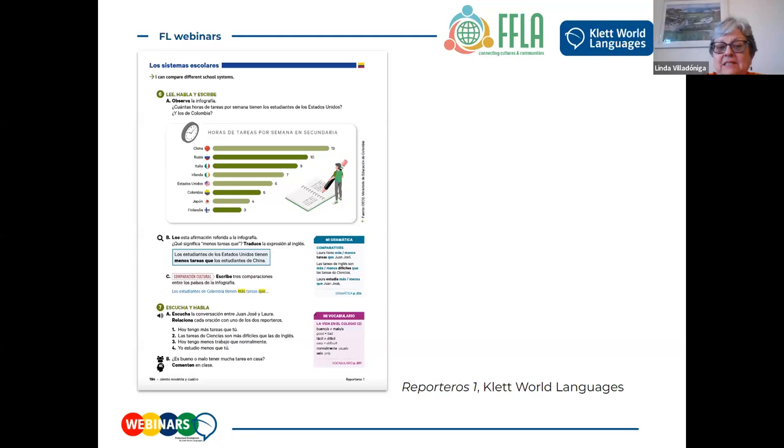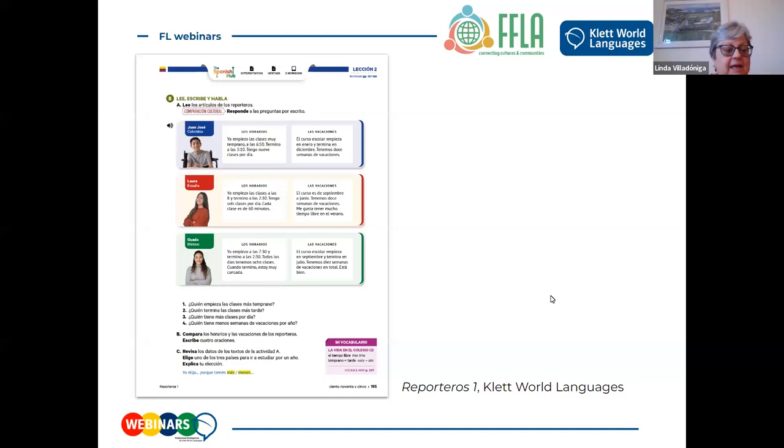Okay, so then this is the next page. We wanted to give you samples of pages so that you would see to what extent Reporteros has aligned the textbook with the standards. So I'm going to skip this because it's the same thing. And I see that we're down to 15 minutes, so I'm going to speed it up, but you will be able to see this whole PowerPoint in a week or 10 days or so, and you can stop and read it and analyze it.